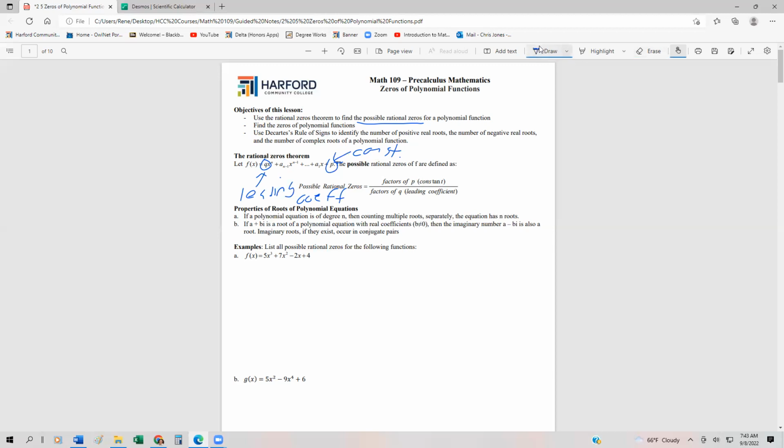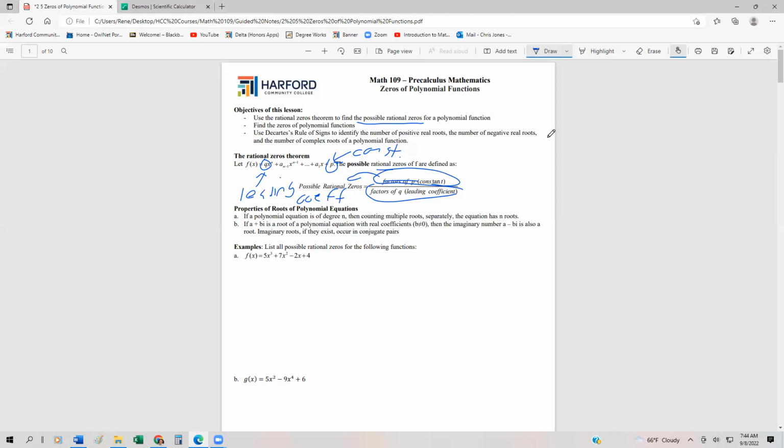And so all we're going to do is take all the positive and negative factors of p and all the factors of q, and that's going to lead us to the possible rational zeros of a polynomial function. Now, again, notice this only works for polynomials. So later in the course, when we start looking at exponential, logarithmic, and other types of transcendental functions, we're not going to be able to use this, okay? But for polynomials, it works.